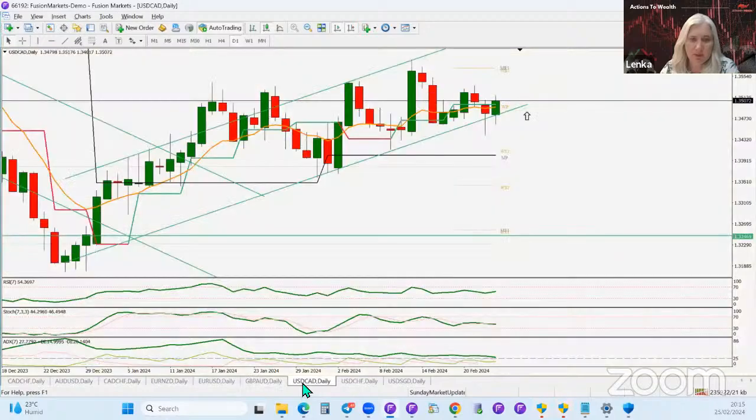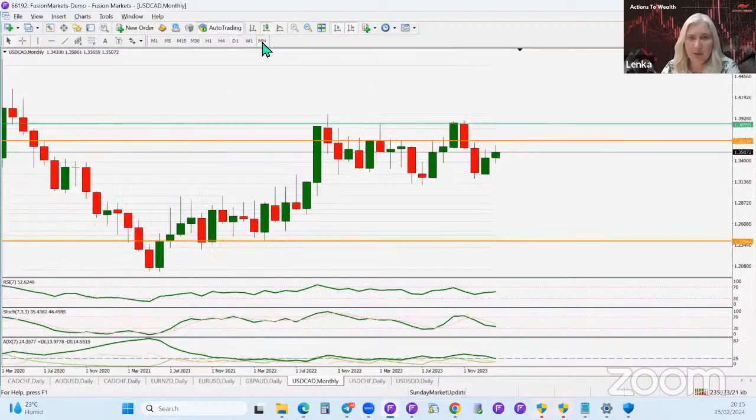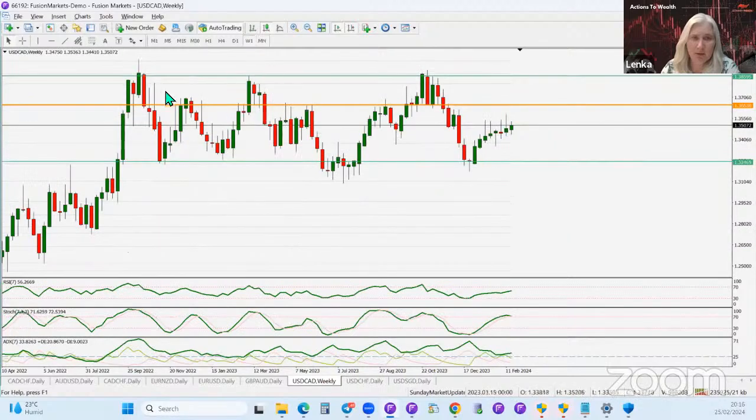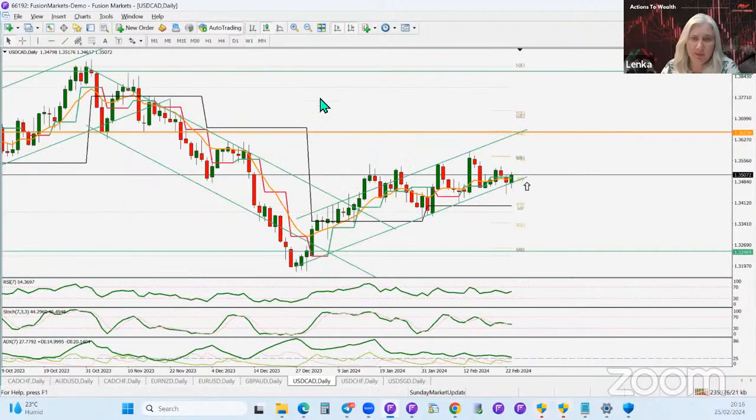Next one is USD CAD. I'm looking for long opportunities. On the monthly, we're almost to the top of that previous level of resistance, but there is potential for that other level of resistance a little bit higher on the lower time frame. So this is on the weekly, looking for a little further upside there.